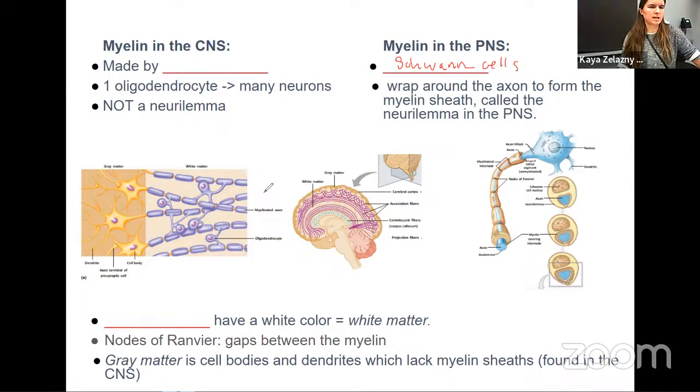And this is a summary slide about myelin, right? So our Schwann cells are wrapping around the axon, forming the myelin sheath, which we call the neurolemma if we're in the peripheral nervous system. But in our central nervous system, these are going to be made by oligodendrocytes. Oligo, it's just this word from the next bullet point. Dendrocytes.